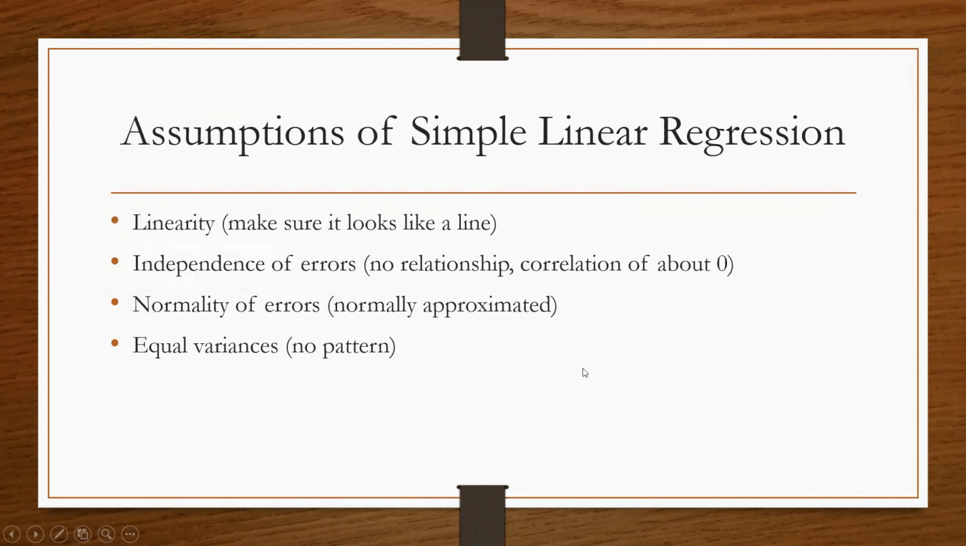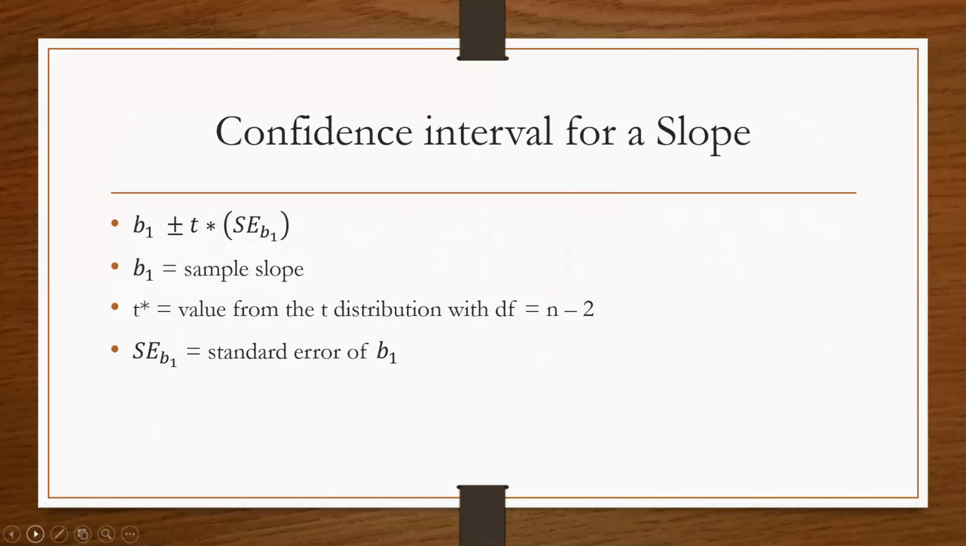So the assumptions when you're using simple linear regression are, first off, it's going to look like a line. If it doesn't, then you can't really use it. Independence of errors: basically there's no relationship with the errors, you can't see a relationship on the graph, and the correlation between these errors is basically 0. Normality of errors: everything is approximately normal. And equal variance: the errors have no pattern. Those are the assumptions you need to check to be able to use simple linear regression.